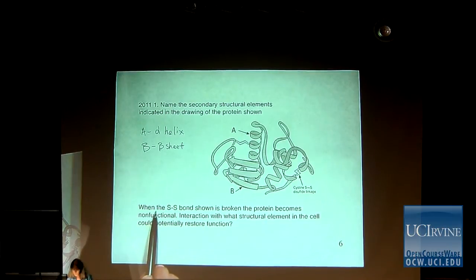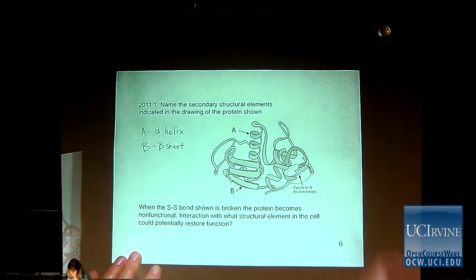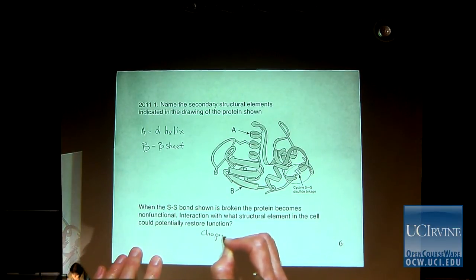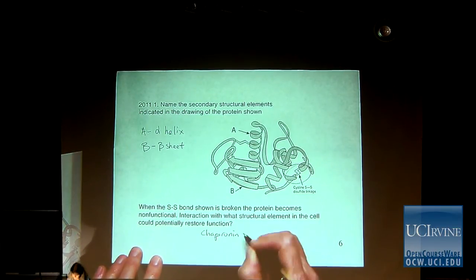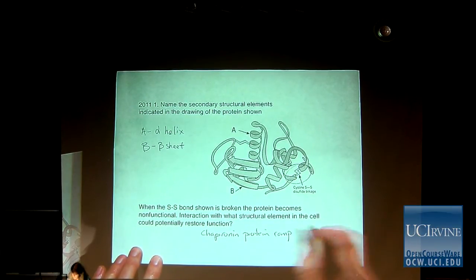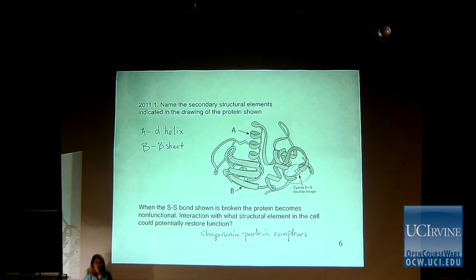So here's one with the S bond. What type of bond is that called? Disulfide bond. Shown is broken. So this bond is broken. The protein becomes non-functional. Interaction with what structural element in the cell could potentially restore function? Right, chaperonin protein complexes. And chaperonin would be a perfectly acceptable answer, but that would be acceptable as well.